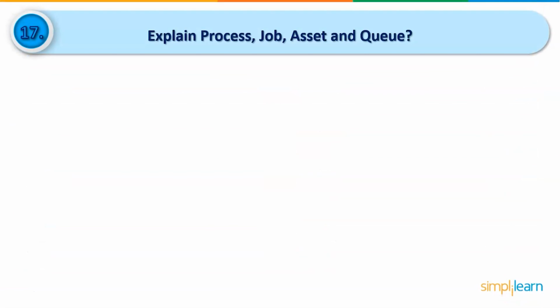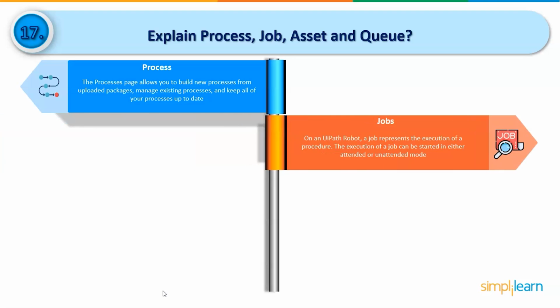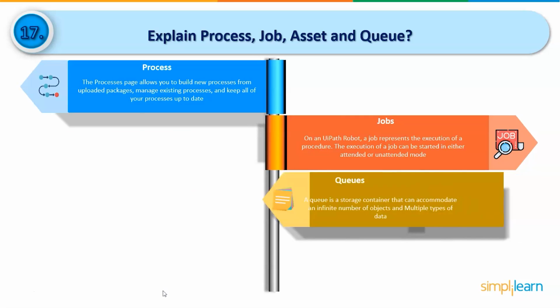Explain process, job, asset, and queue. The process page allows you to build a new process from uploaded packages, manage existing processes, and keep all of your processes up to date with the latest package version. Jobs. On a UiPath robot, a job represents the execution of a process. It can start the execution of a job in either attended or unattended mode.